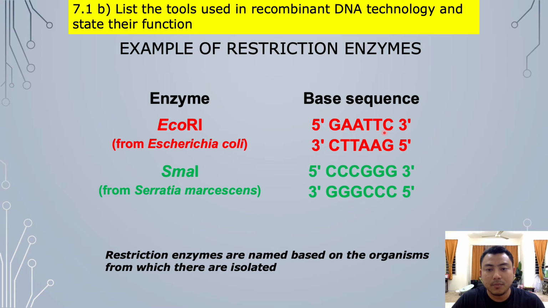This EcoR1 only recognizes this base sequence, GAATTC. It also reads the same for this one. Remember, we are only reading the base sequence from 5' to 3' direction. We don't read this sequence as CTTAAG. No, we read this sequence also as GAATTC, because you always read from 5' to 3' direction. However, SMA1 only recognizes this sequence, which is CCCGGG.